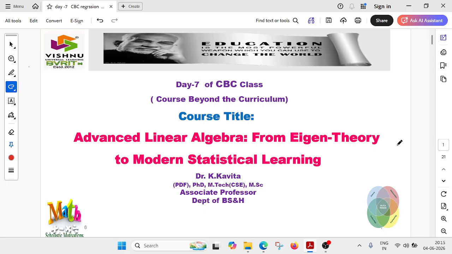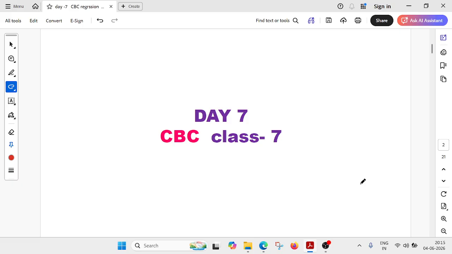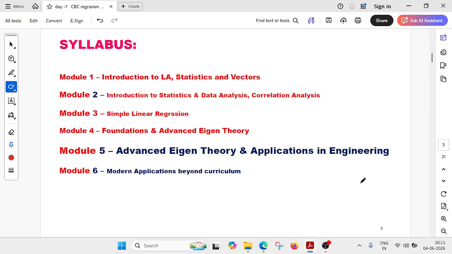Once again, I'm repeating that our course title is Advanced Linear Algebra from Eigen Theory to Modern Statistical Learning. As of now, we have completed modules 1 to 4, and right now we are in Advanced Eigen Theory and the applications in engineering.